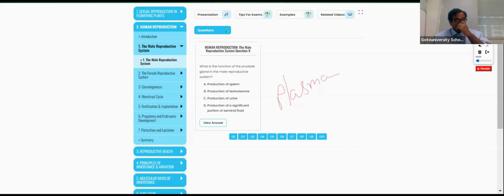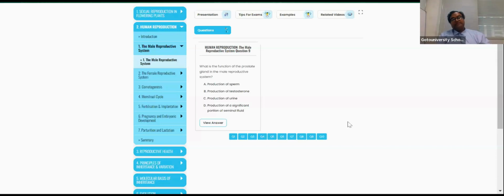The seminal plasma or seminal fluid is formed by the seminal vesicle, right? So we need to understand the seminal plasma or seminal fluid is making the sperm have very good fluidity, in such a way it can reach the egg more nicely for bringing the fertilization process, right?